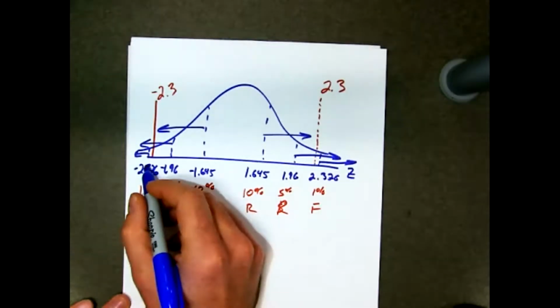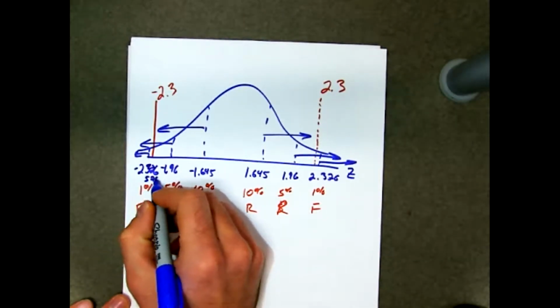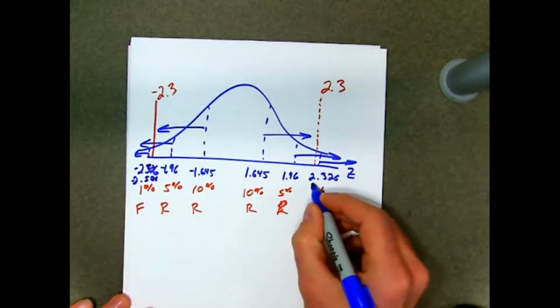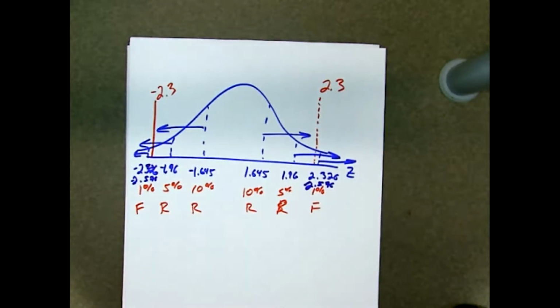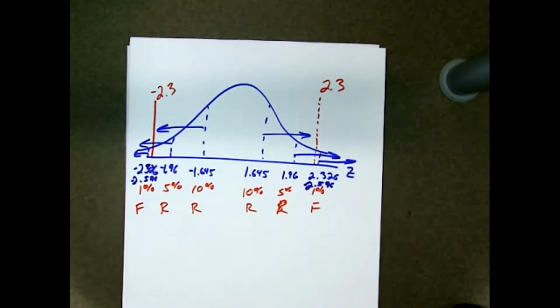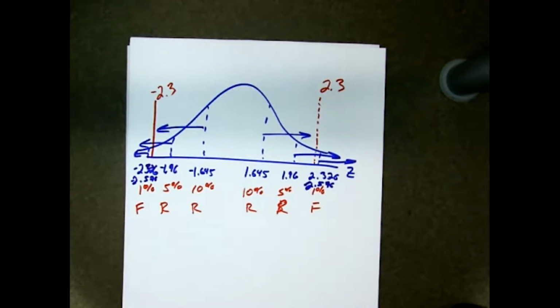So it's still the same thing. It's just that we're not nearly as close to being able to reject. We would still fail to reject because we're still not in the rejection region. How do you know you're out of the rejection region?